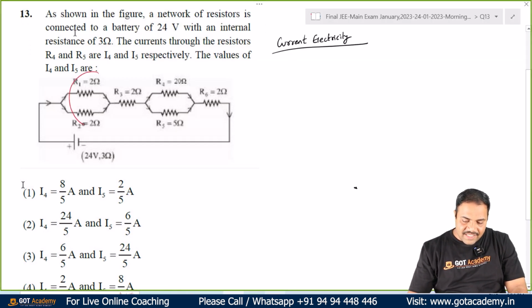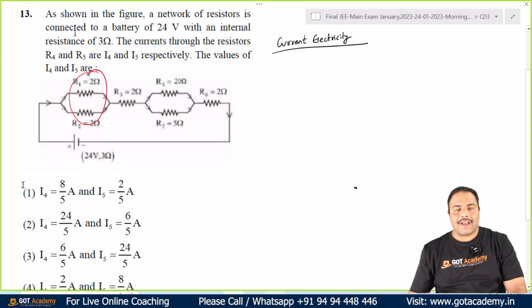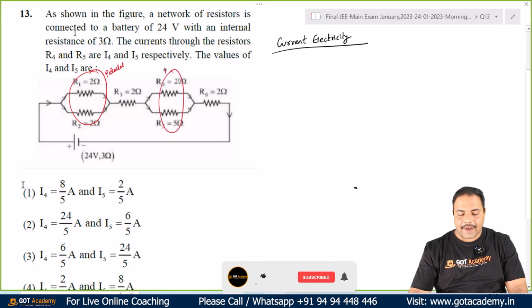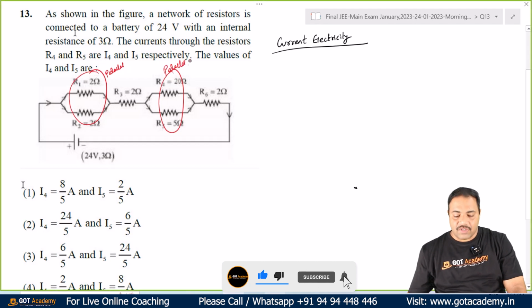Now these two resistances are in parallel. Okay, so let me write parallel. And these two resistances are in parallel. So first of all, we'll simplify this circuit, right?